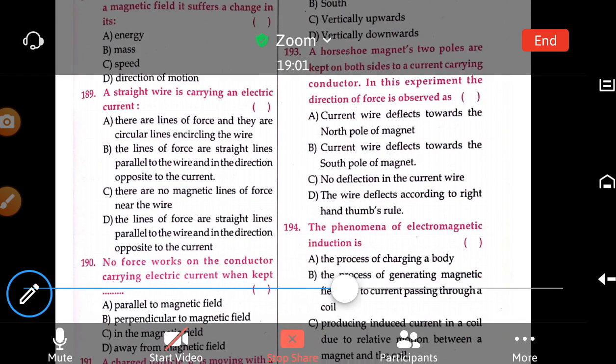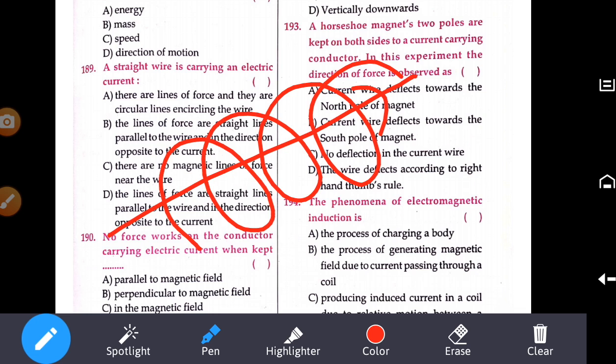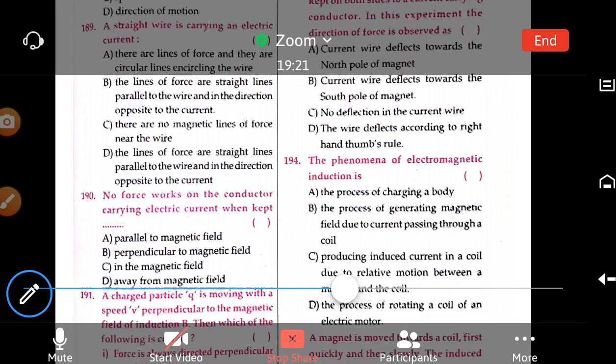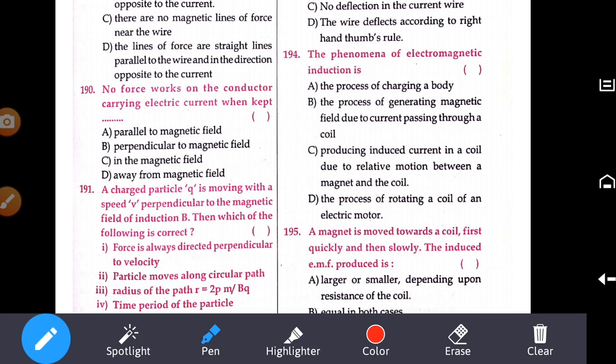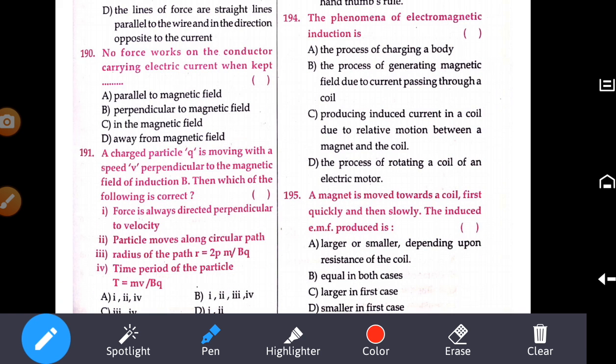189. A straight wire is carrying an electric current. If it is a straight wire, the magnetic field will be formed as concentric circles or circular lines. So you can say the first option is right. The lines of force are circular lines encircling the wire. Option number A. 190th question. No force works on the conductor carrying current when it is placed, just now I said, parallel to the magnetic field. Option number A.